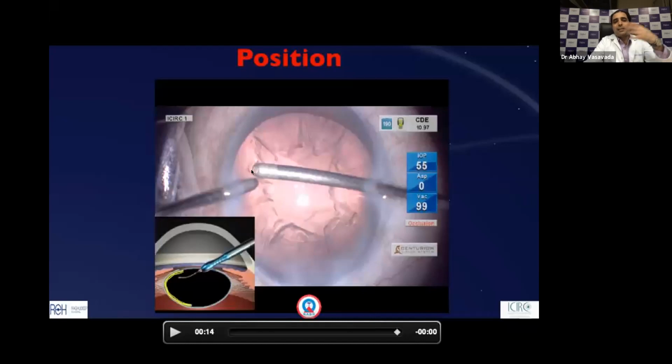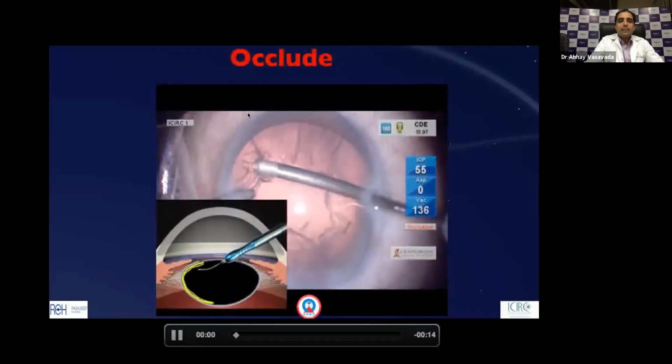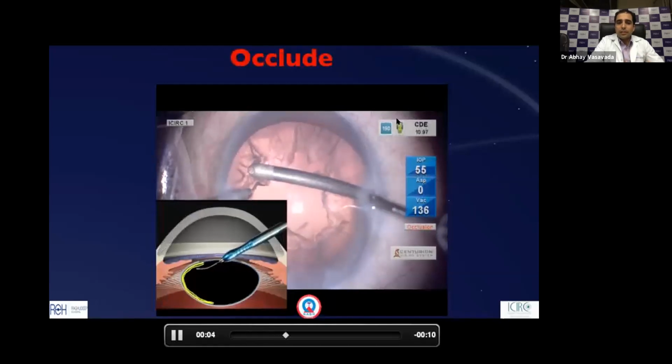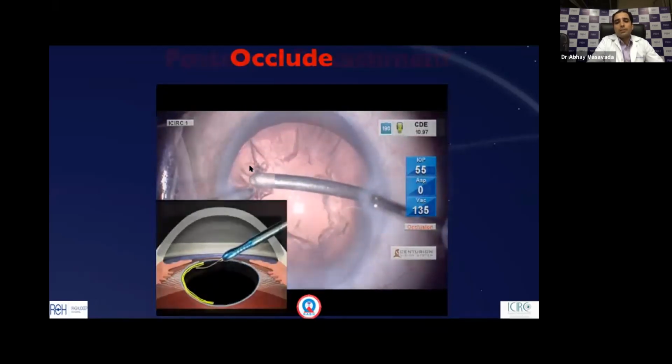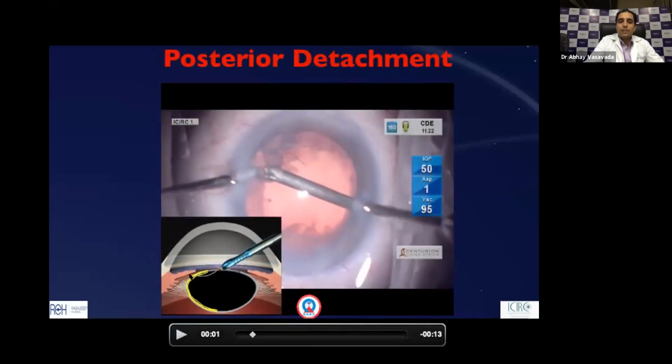And then the iris keeps coming down, pigments keep getting released, and then cortex removal becomes extremely difficult. The second step is O, that is occlude. That is, once you position it, then go to foot position 2, so that now you have actually just about occluded the cortical matter. Once that is done, what you need to do is actually posteriorly detach it.